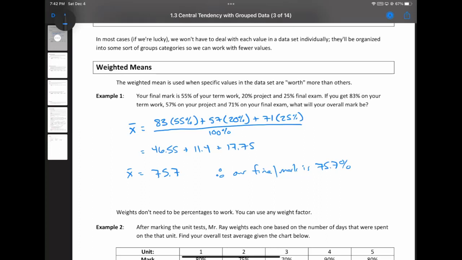Now, I should point out that weighted means don't always have to be broken down by percent. For instance, while I do usually do something like this for my courses overall and say term work will be worth this percent and exam will be worth this percent and so on, for my term works themselves, I don't actually break down and say unit 1 is going to be worth 15%, unit 2 is going to be worth 18%, and so on.